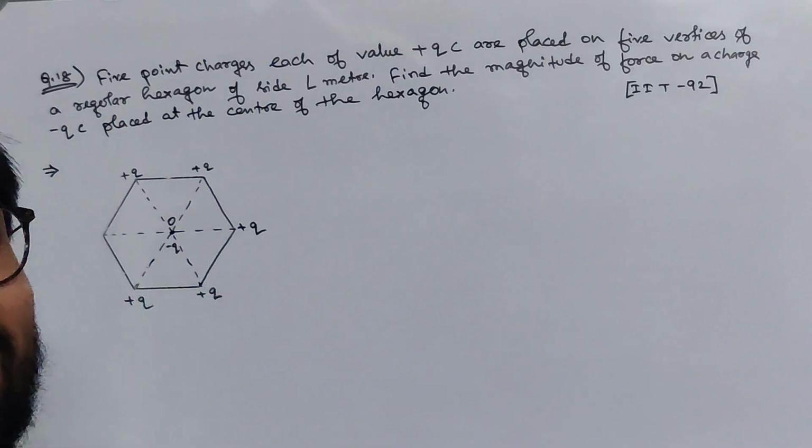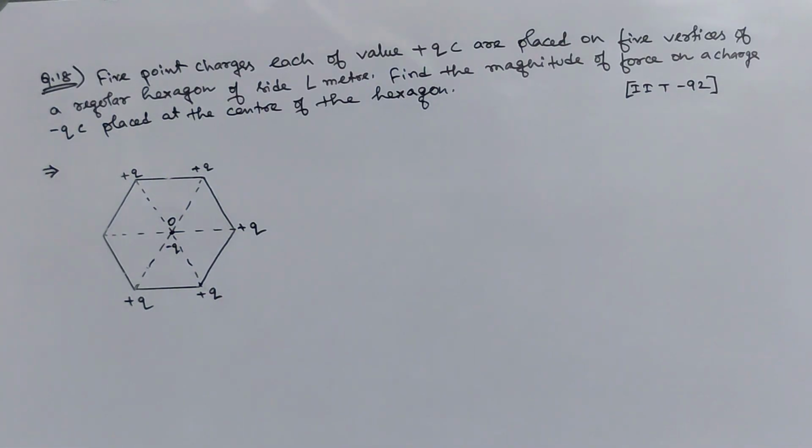Question number 18 is: 5 point charges, each of value plus q coulomb, are placed on 5 vertices of a regular hexagon of side L meter. Find the magnitude of force on a charge minus q coulomb placed at the center of the hexagon. This question was asked in the IIT entrance examination 1992. Okay, and this is a very easy question.